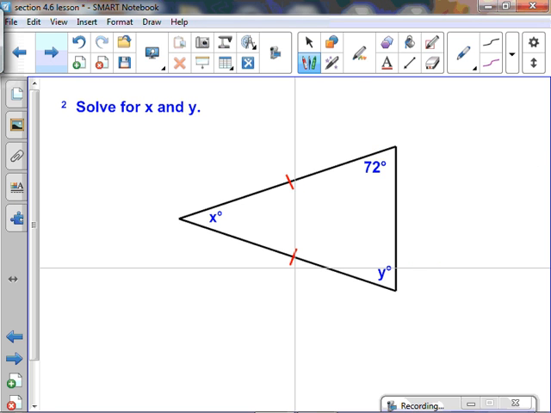Solve for x and y. Another one just like that. Okay? Got these two angles you know are the same. That makes the angles opposite them congruent. Okay? So y and 72 must be the same, and I will leave this one for you to finish solving because it's not that hard.